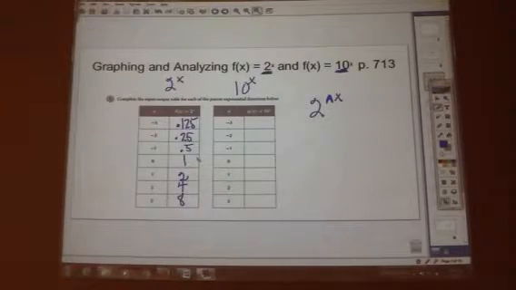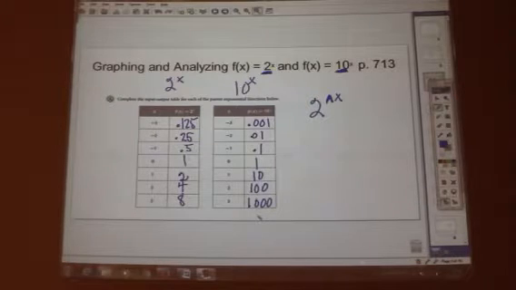Let's go back and put 10 to the x power into our calculator. 10 to the x power: -3 is 0.001. -2 is 0.01. -1 is 0.1. 0 is 1. 1 is 10. 2 is 100. And 3 is 1,000.